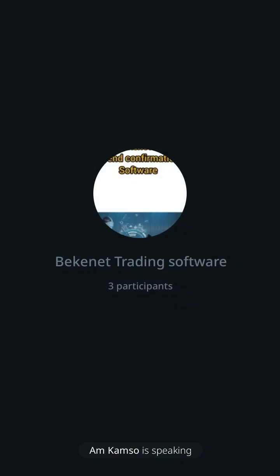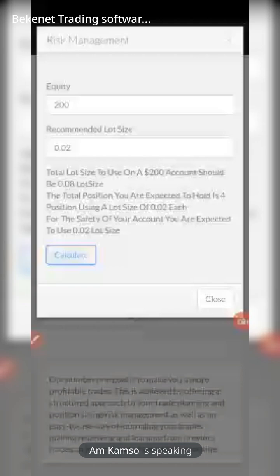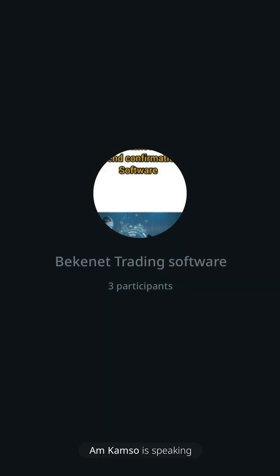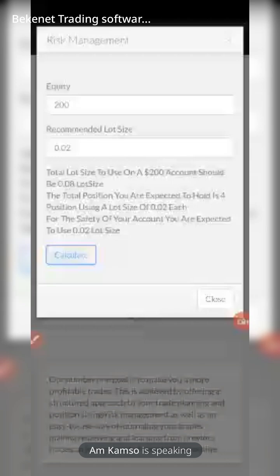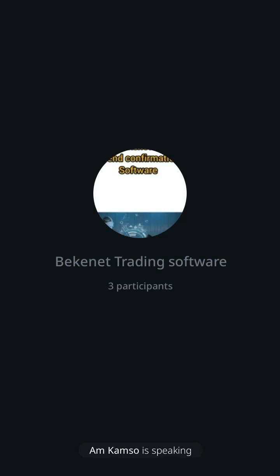So is it that you have to do the risk management calculator before, to know the exact lot size to use, then when the signal drops you can use it? Or when the signal drops, do you have to go out and calculate the proper lot size?